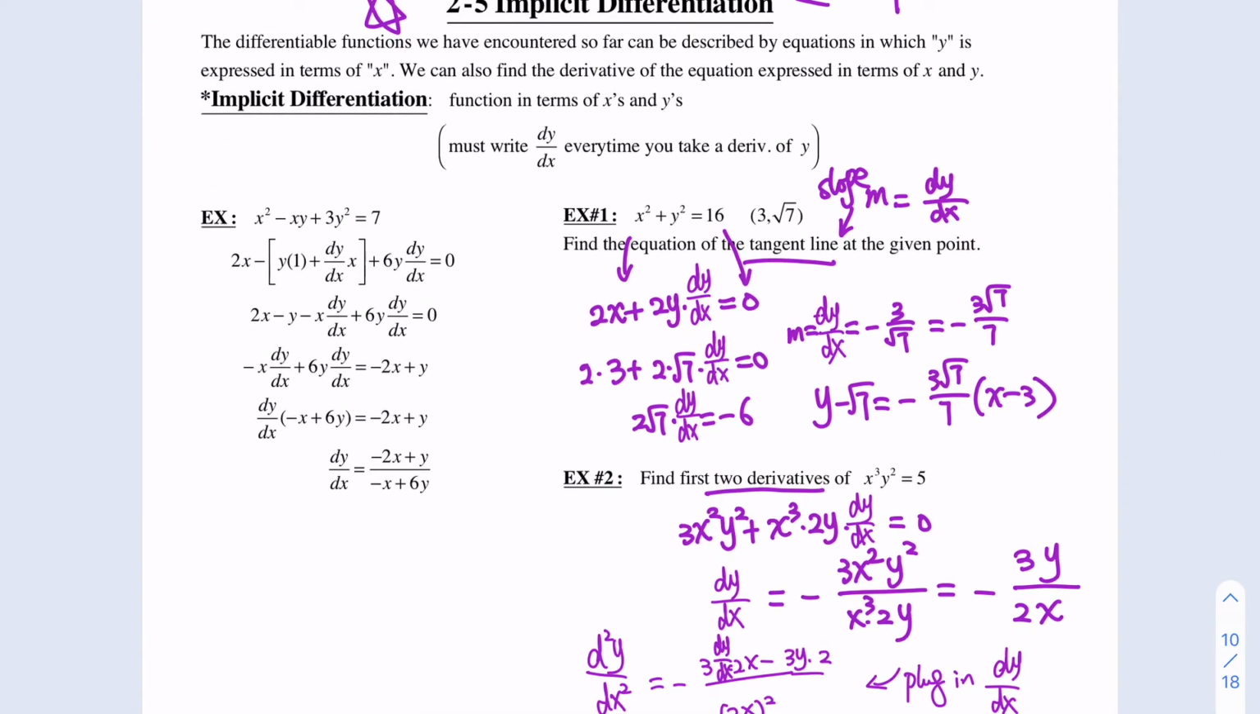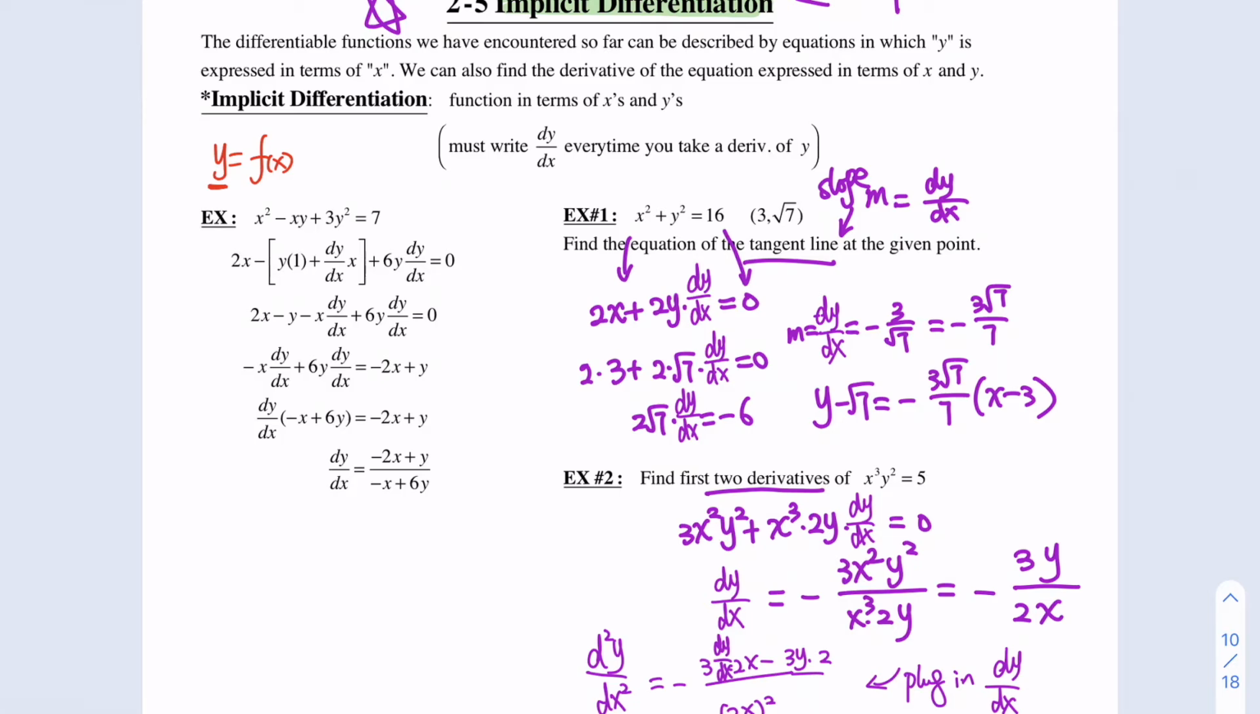Implicit differentiation is also a very important topic. When we deal with implicit differentiation, we are taking the derivative with respect to x on both sides. Why do we need implicit differentiation? Because sometimes it's very difficult to write y as a function of x. So you have y on the left side and all the x on the right. It's very difficult. So that's why we need implicit differentiation.